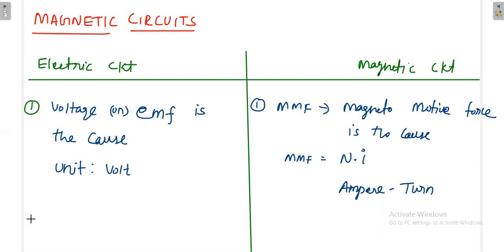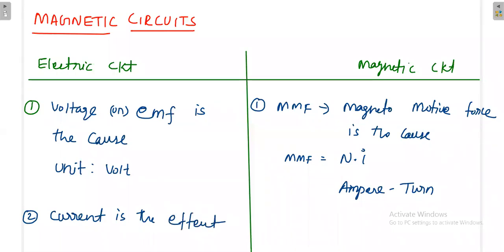Again, what is the result of the electric circuit? Because we are applying the voltage, finally the result of the voltage is current. Finally the current flows. So current is the effect here. Voltage is the source, current is the effect.